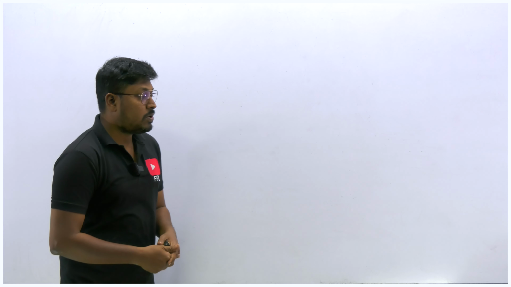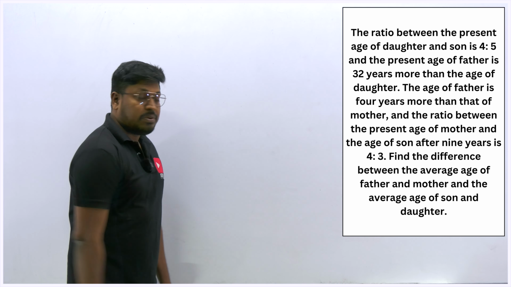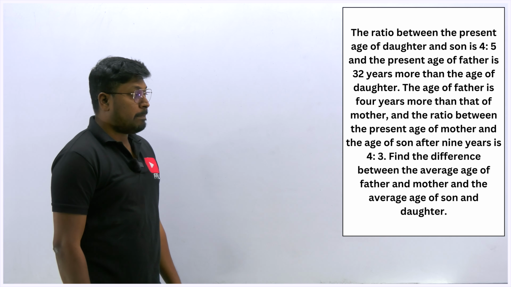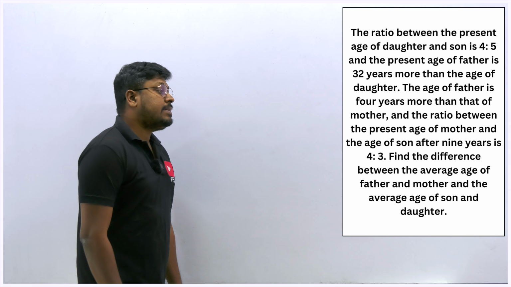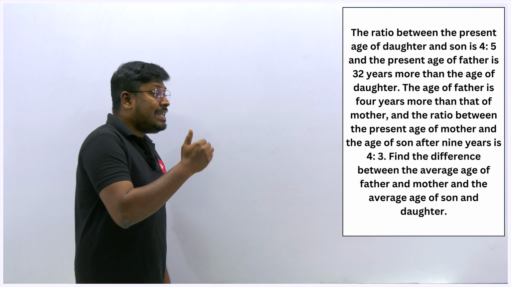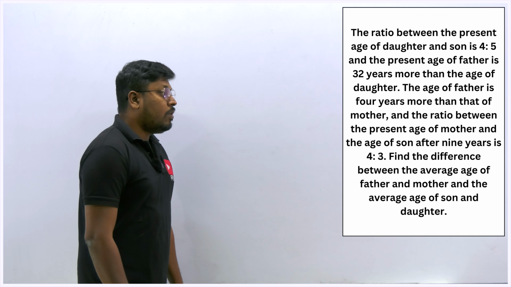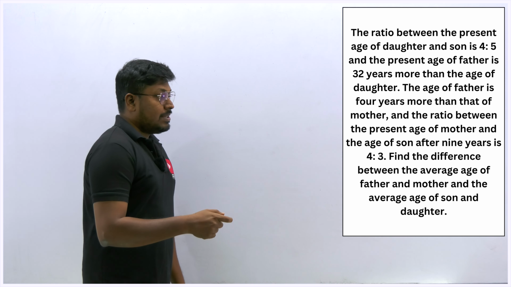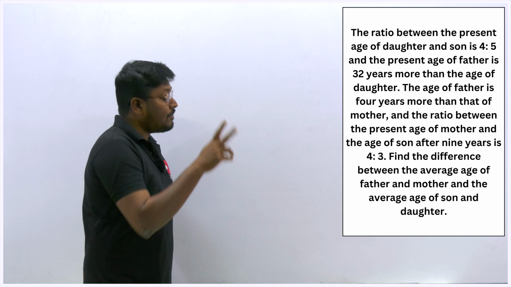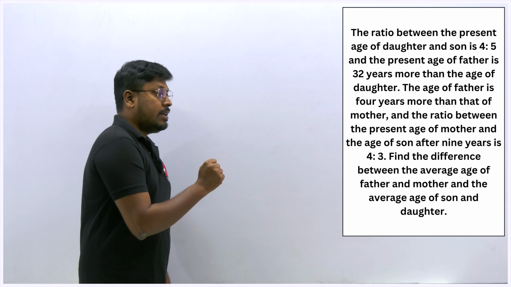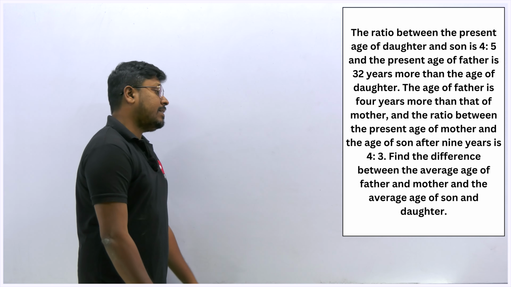Now let me move on to the next set of questions in the mains series in this video. First question. The ratio between the present age of the daughter and the son is 4:5, and the present age of the father is 32 years more than the age of the daughter. The age of the father is 4 years more than the mother. The ratio between the present age of the mother and the age of the son after 9 years is 4:3. Find the difference between the average age of father and mother and the average age of son and daughter.